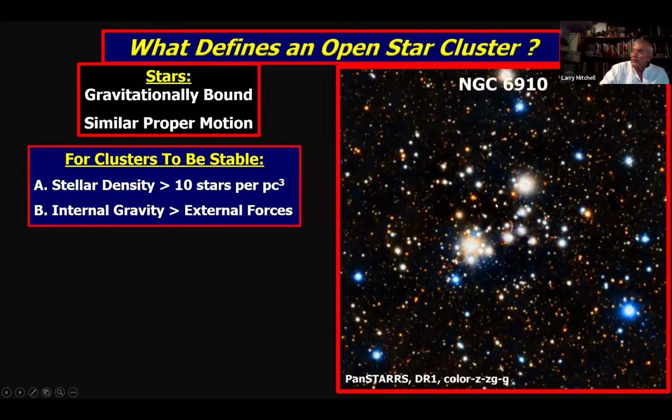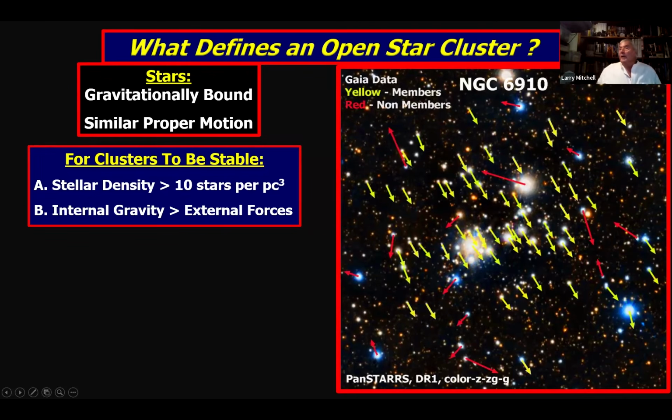So this NGC 6910 is parked right next to Gamma Cygni. It's behind the Cygnus X cluster, which is the largest star-forming region that we know of in our Milky Way galaxy. And if we do the Gaia information, yes, it's a true open cluster.